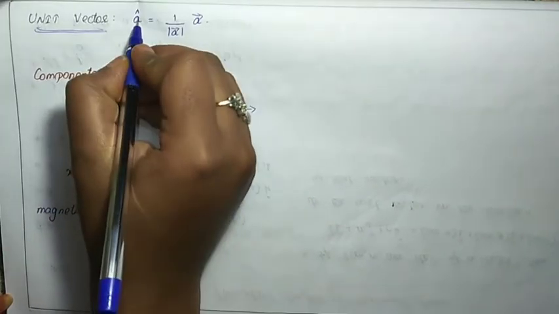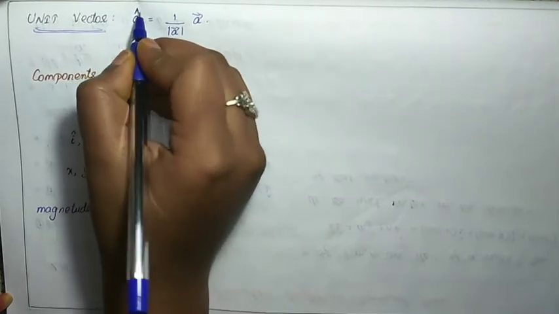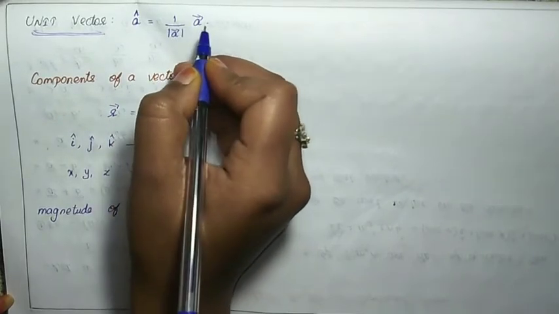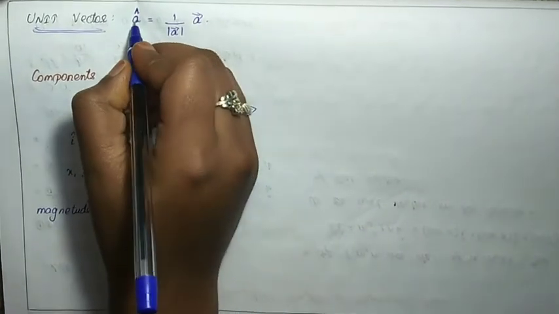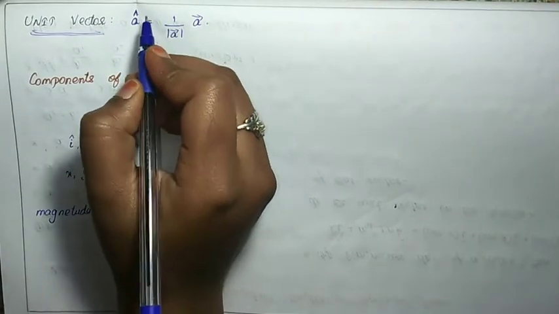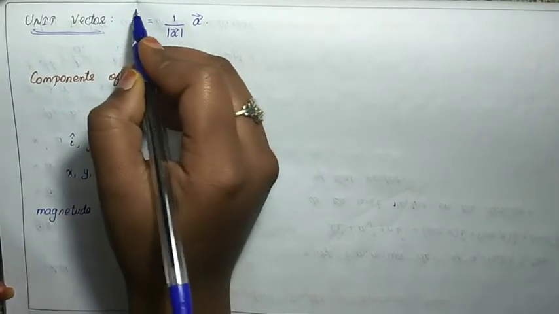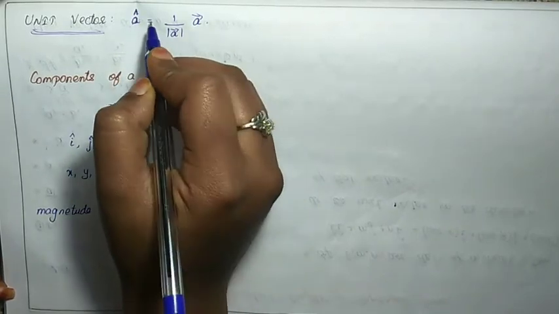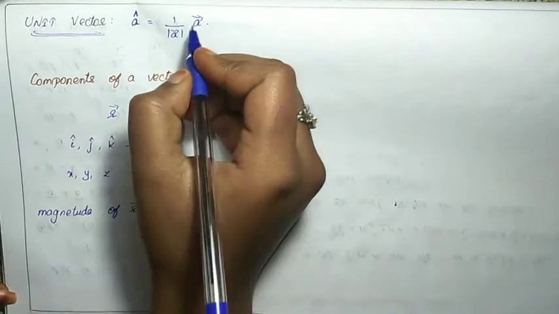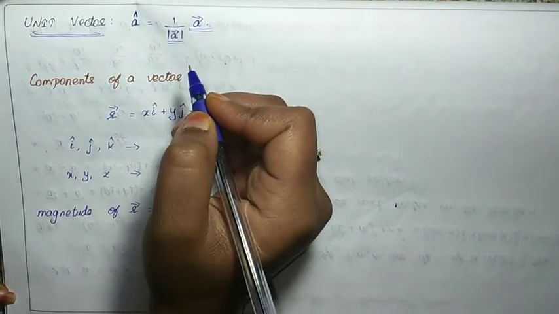So unit vector is denoted by a cap on top. We say this as cap. So a cap equals 1 by mod of a vector into a vector. Unit vector is represented with a letter with a cap on top of it. So that is the unit vector of a, and we will be reading this as unit vector of a. So unit vector of a equals 1 by mod of a vector into a vector. Here, this is not mod, this is actually a vector, and this is the magnitude of a vector.